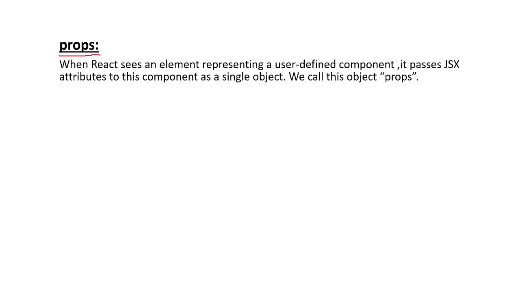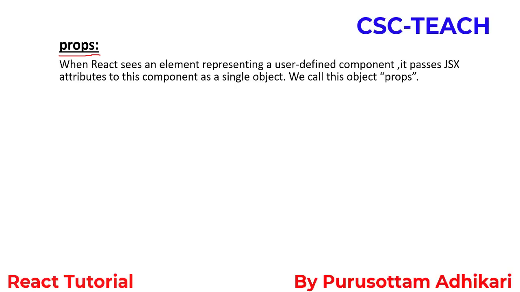Props means properties. It is a short form of properties. When React sees an element representing a user-defined component, it passes JSX attributes to this component as a single object. We call this object props. Props are objects that are passed with JSX attributes.